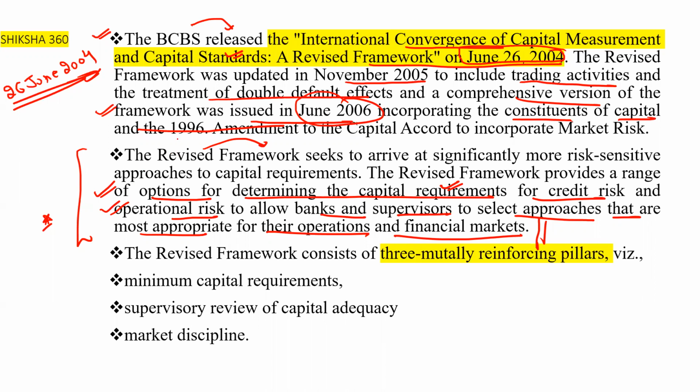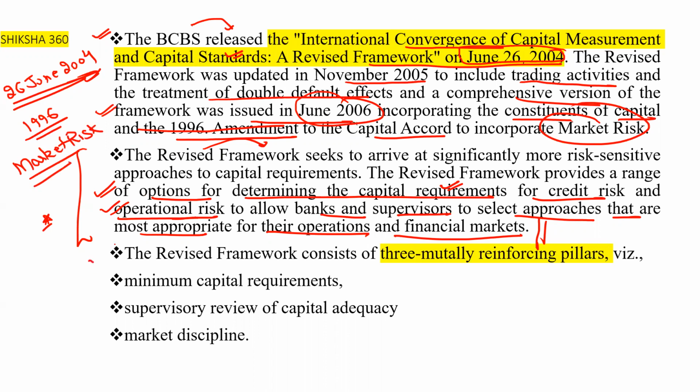Here there is the 1996 amendment to the capital accord, to the Basel code. Earlier, market risk was not included; we had credit risk and operational risk. Later on, they included market risk also.